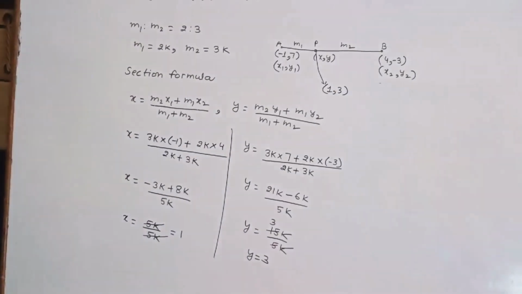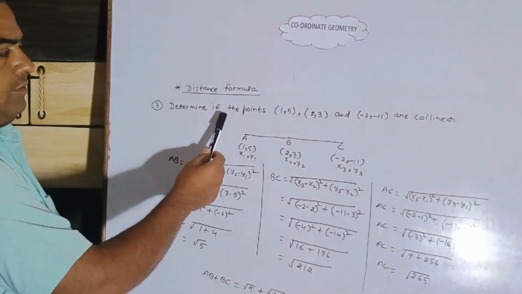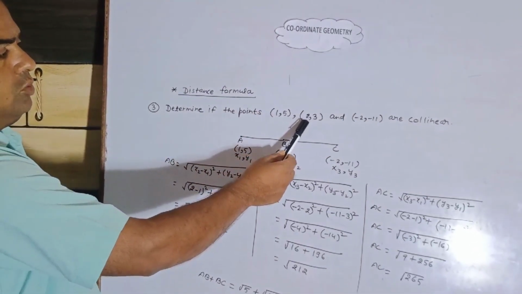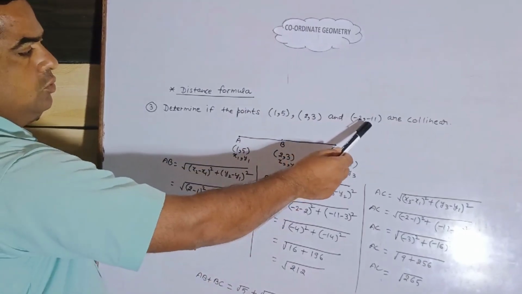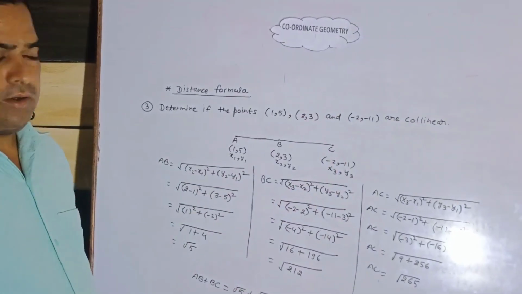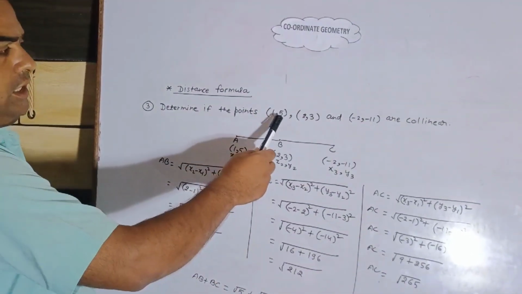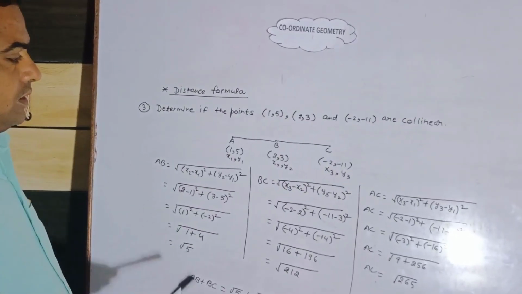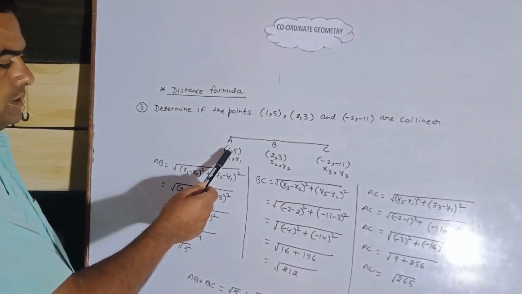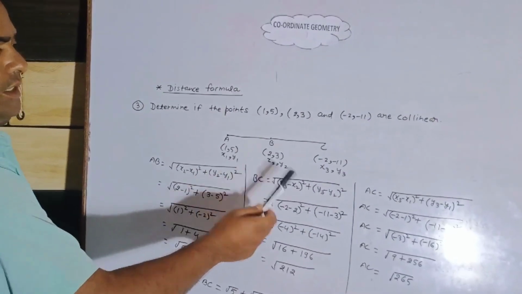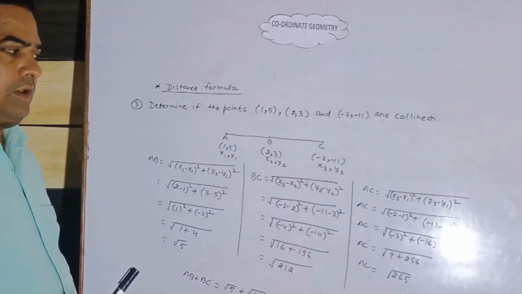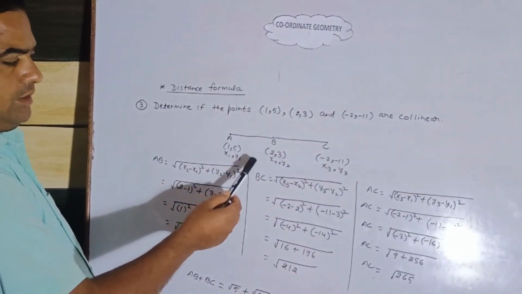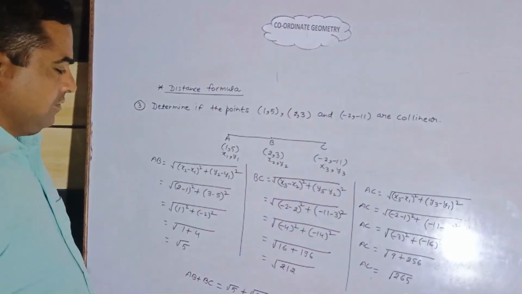Determine if the points (1, 5), (2, 3) and (-2, -11) are collinear. Students, we have to find whether these 3 points are collinear or not. Means we have to check. We are taking here (1, 5), (2, 3), (-2, -11). This point is (x1, y1), this is (x2, y2), this is (x3, y3).